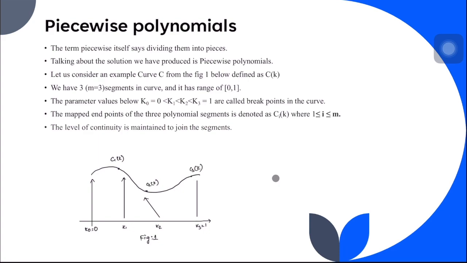The parameter values are k0 equal to 0, less than or equal to k1, less than or equal to k2, less than or equal to k3, which is equal to 1. So they are all lying in the strict range of 0 and 1, and are called the breakpoints in the curve. The mapped endpoints of the three polynomial segments are denoted as Ci of k, where 1 is less than or equal to i less than or equal to m. The level of continuity is maintained to join the segments. You can see the curve here, and these are the segments C1 of k, C2 of k, and C3 of k.